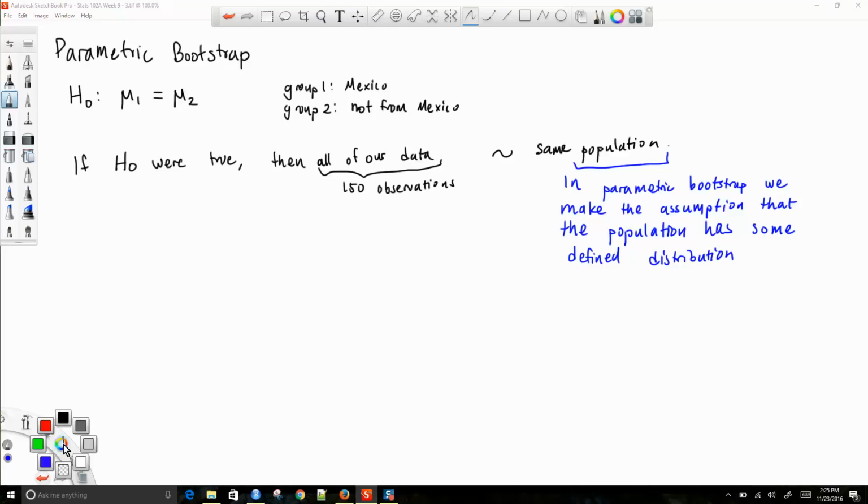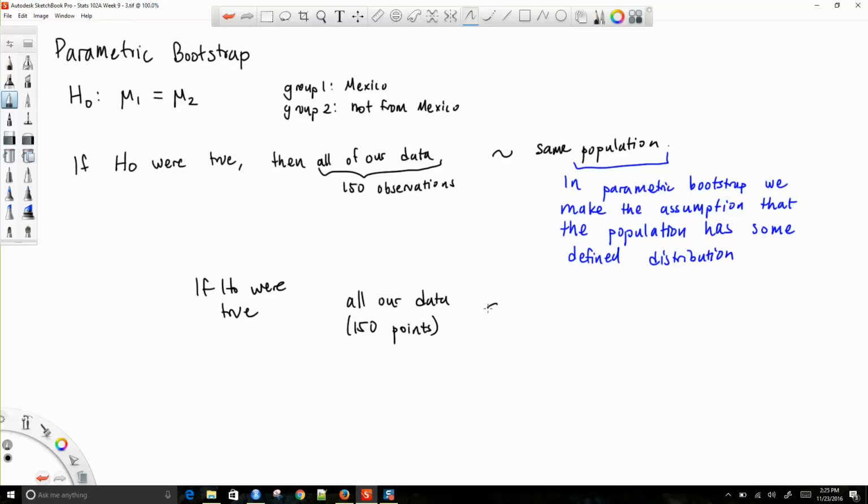So practically, if the null hypothesis were true, then all our data, all 150 people, come from, and we might say it comes from a normal distribution with mean mu and standard deviation sigma, okay? Or, depending on the problem, maybe you want to say it's not going to be normal, it's coming from a Poisson distribution, or a binomial distribution, or a beta distribution. Whatever it is, in parametric bootstrap, you are saying that your data is coming from some defined, what we call a parametric distribution, right?